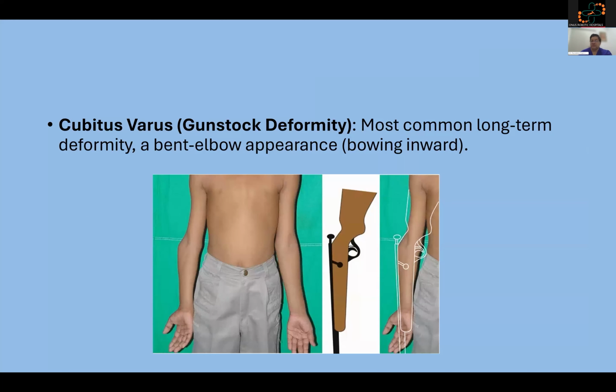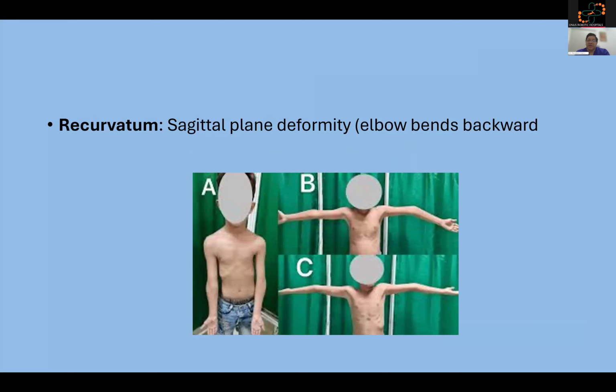In this, you have to do an osteotomy. The distal fragment is rotated and is in varus, so you have to do an osteotomy to correct this deformity. Then there is recurvatum deformity, where you see the elbow gets hyperextended post injury. See, in C it is normal, in B it is hyperextended.